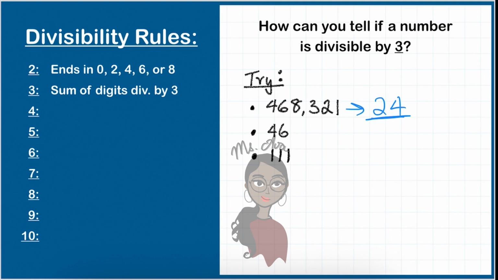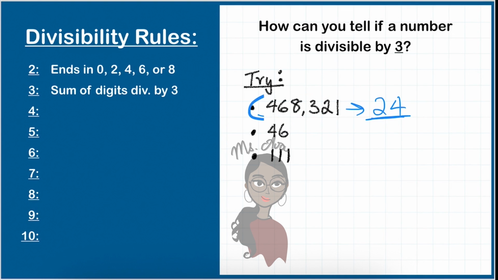Another thing I want to point out is, let's say you added these and then you got some number and it was still really big and you couldn't tell if that was going to be divisible by 3, then guess what? You can just add the numbers again. So if you add 2 plus 4 here, then you get 6, and then you can see if 6 is divisible by 3, and it is. So you can do it twice to be able to tell for the original number.